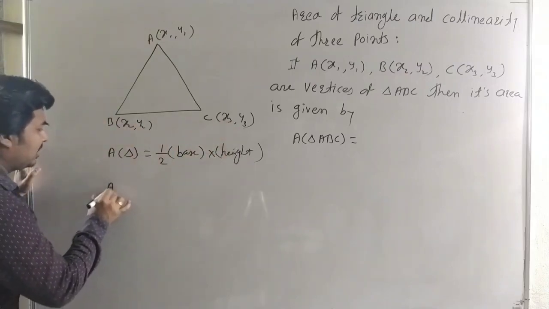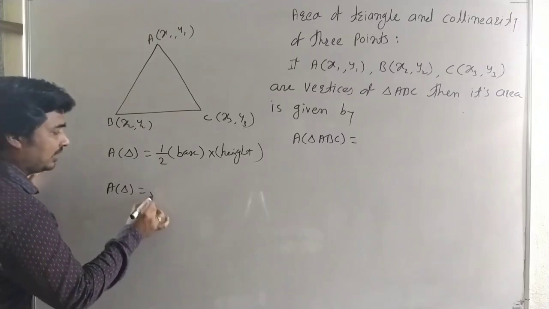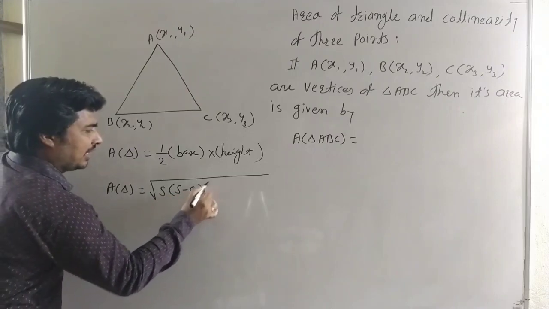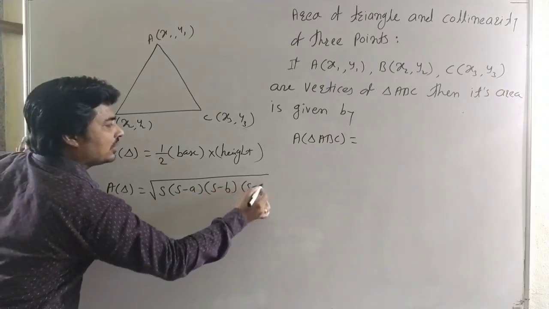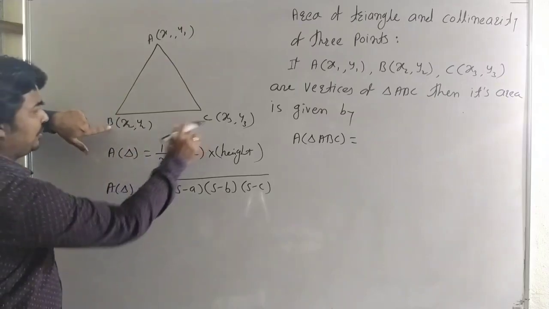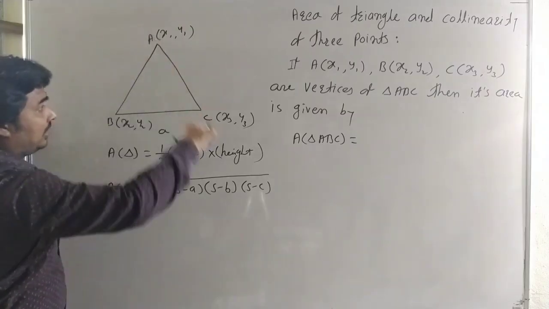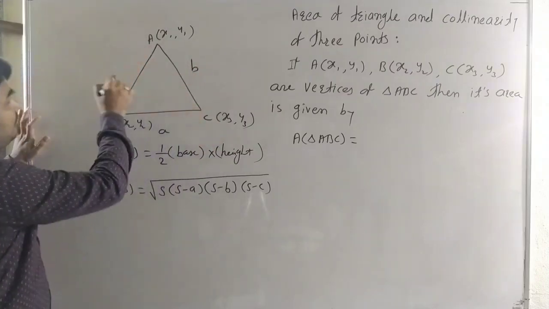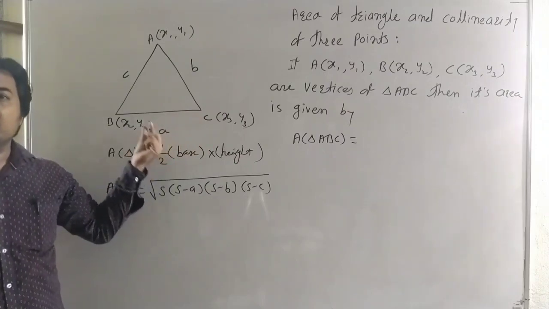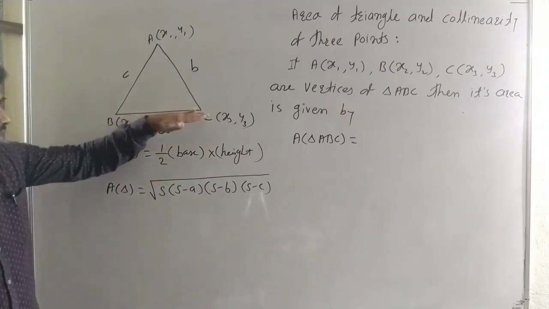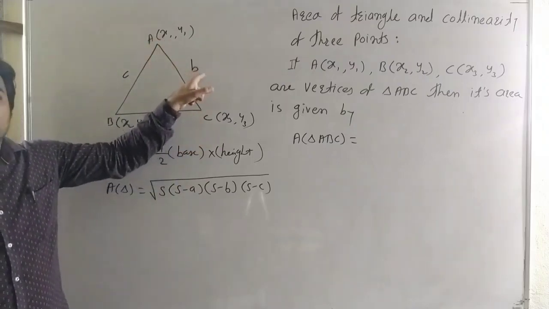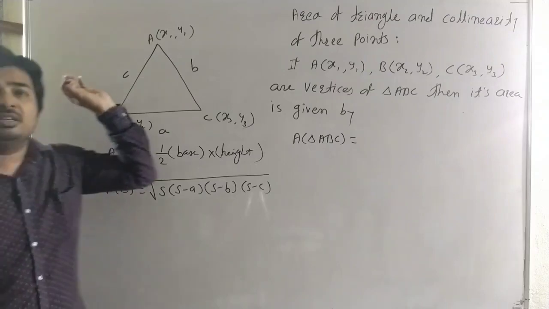Another, the second formula for the area of triangle, is Hero's formula. It is the under root of S into S minus A into S minus B into S minus C. Here A, B, C are the lengths of the sides. Suppose BC we take as A, AC as B, and AB as C. That means the distance between B and C is A. By distance formula we know the value of A. Then the distance between A and C is B, and the distance between A and B is C.